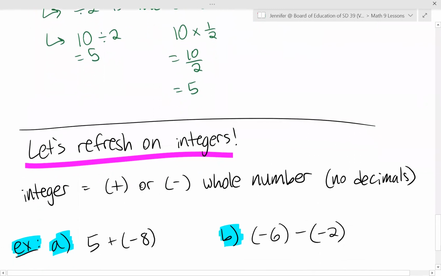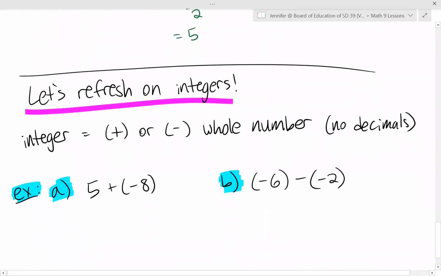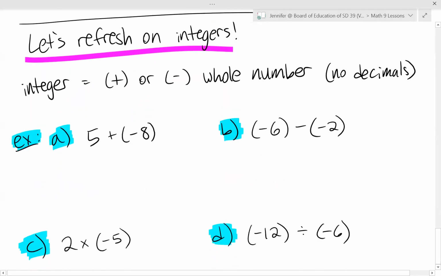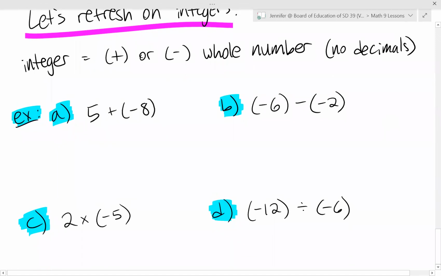Lastly, we'll do a quick refresher on some integers. So an integer is a positive or negative whole number. Reminder, a whole number is basically a number that doesn't have any decimals in it. So we'll practice adding and multiplying and subtracting and dividing. First one, we've got 5 plus -8. Well, this is the same thing as 5 minus 8, because the negative is going to override that. And 5 minus 8 is going to give us -3.